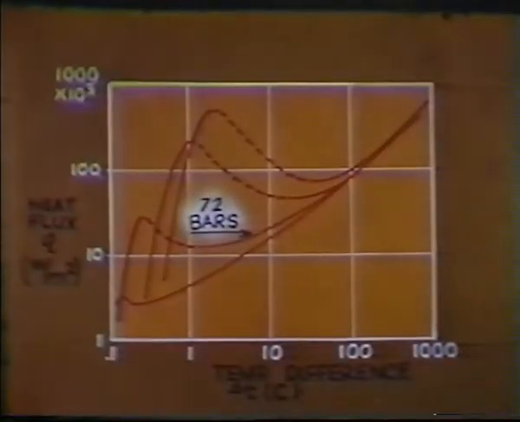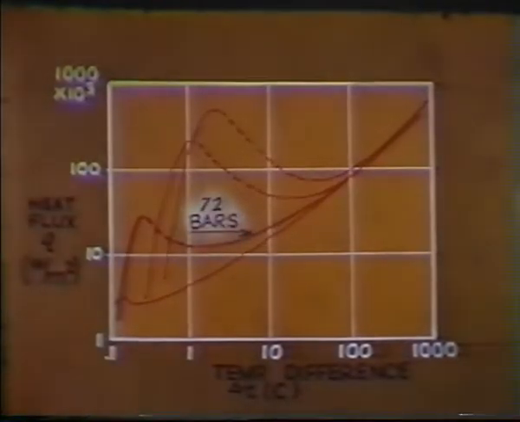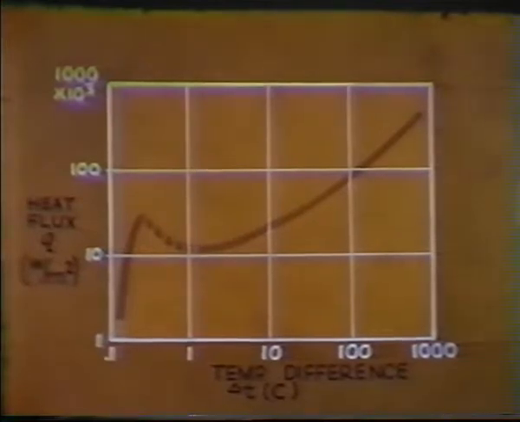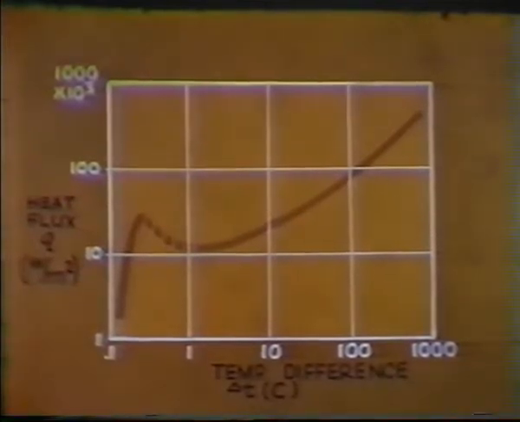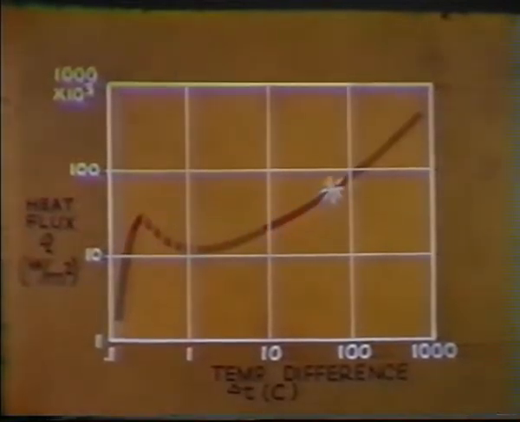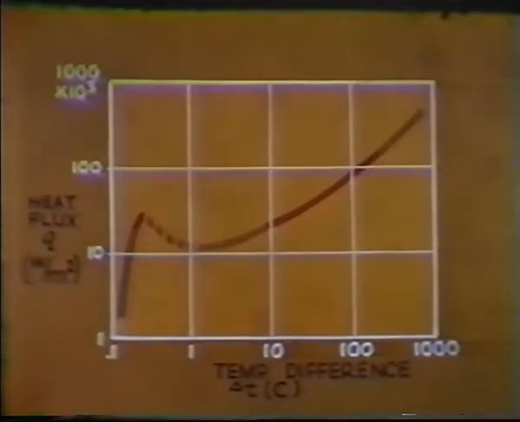The pressure is now increased to 72 bars with the corresponding saturation temperature of 30 degrees Celsius. The initial heat flux of 20,000 watts per meter square is gradually increased to a value of 200,000 watts per meter square as the run progresses. Initially there is nucleate boiling. With increasing heat flux, the transition to film boiling takes place.